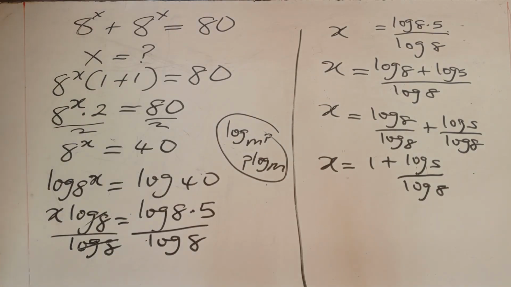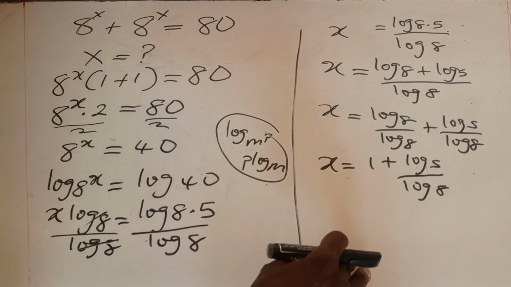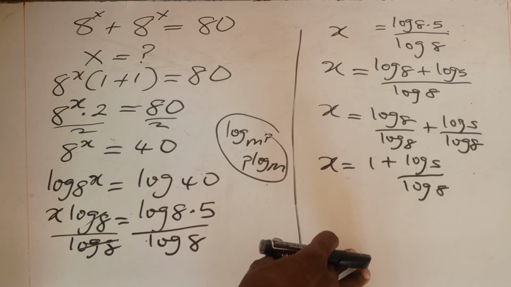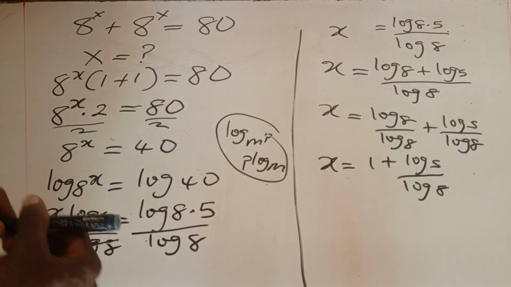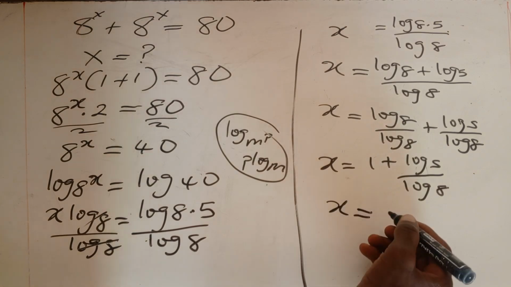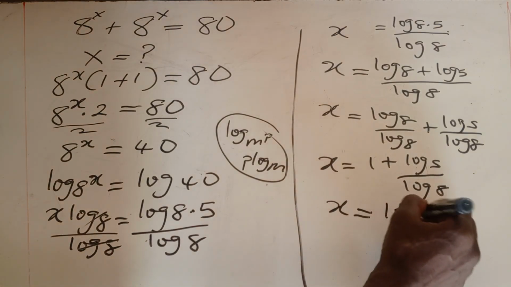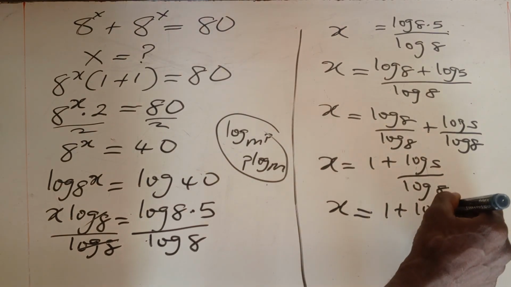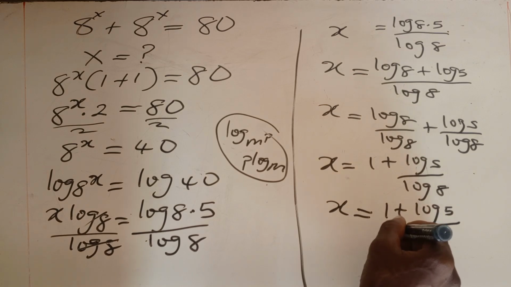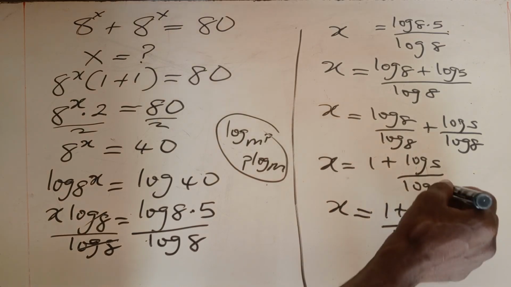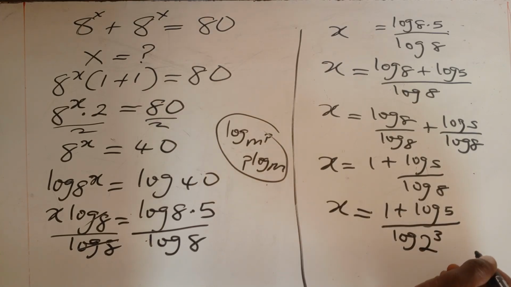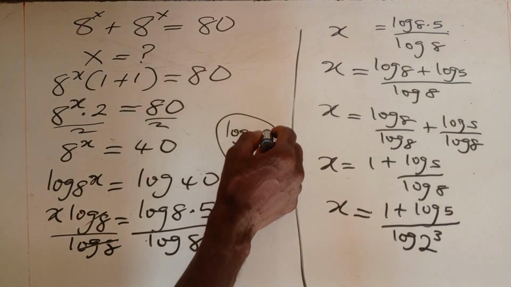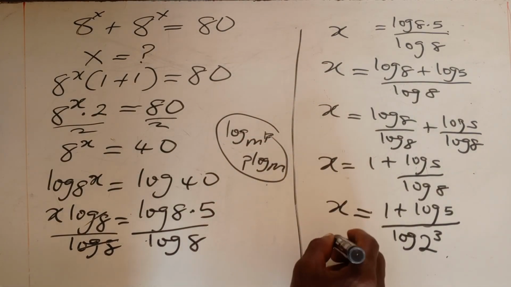Therefore, at this stage, you can just apply the rules of exponentials here. Also, you can rewrite this x as 1 plus log 5 all over log 8. Log 8, if you break it down, will be 3 log 2. Using the property of log, we apply this property again here. Then we have x.